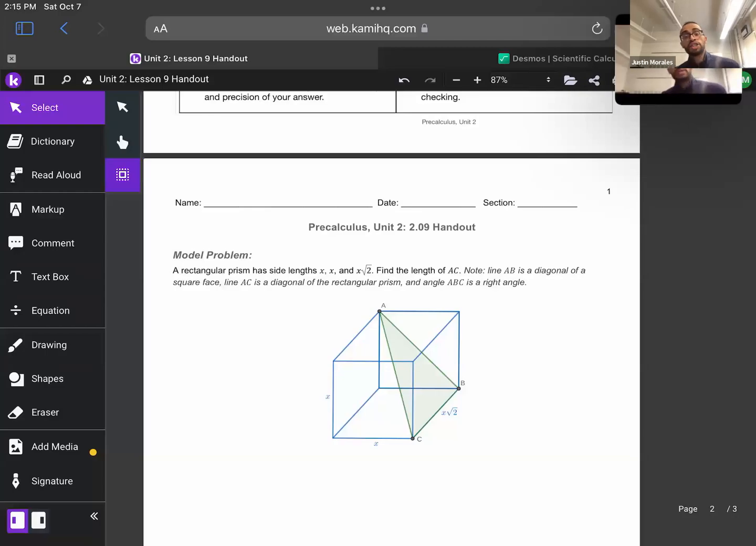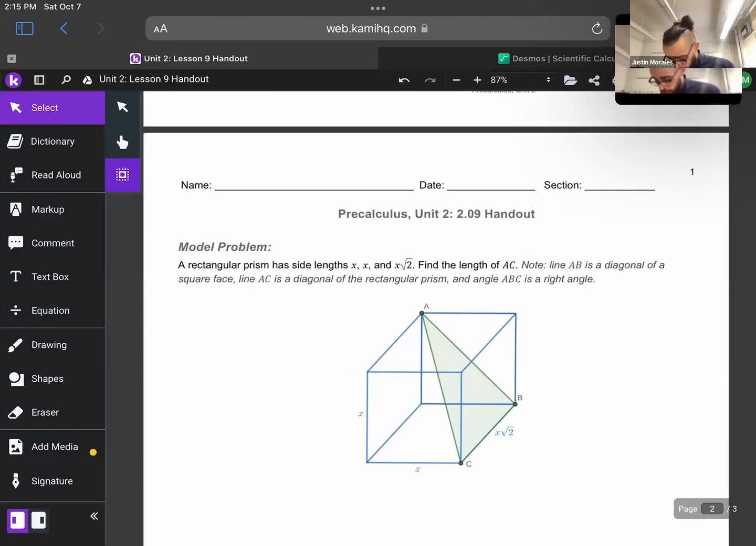Hey guys, let's just go ahead and dive into another problem. In this lesson, we're going to start applying our 30-60-90 and our 45-45-90 right triangle rules in work problems or just various problems. So let's go ahead and begin.